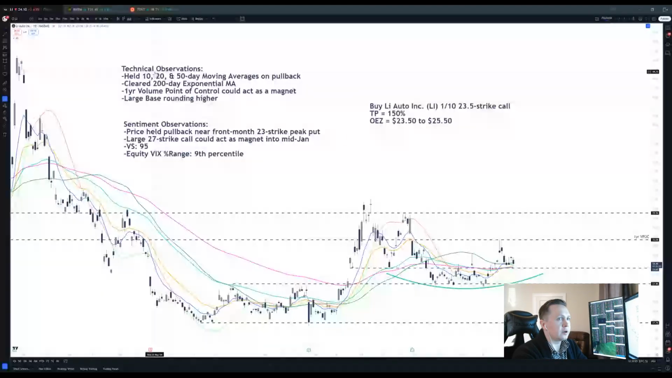All right, so you have Lee Automotive here. We have our technical observations or our trade drivers and our sentiment observations that come out right on the charts themselves. So we talk about what we're seeing in the markets, and then we have the recommendation right here. So buy Lee Auto, the 110, 23 and a half strike call. And we have a target profit of 150%. And then we have an OEZ. So that is the expected optimal entry range, right? So that's the optimal entry zone for us. So that's from $23.50 to $25.50. As you can see, it's still trading within that optimal zone.